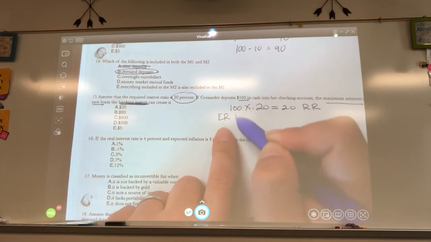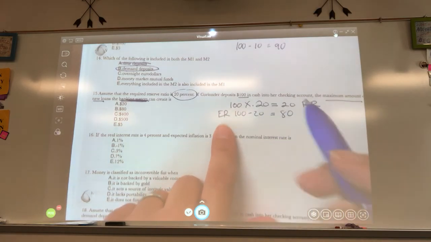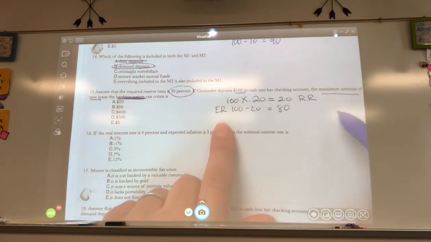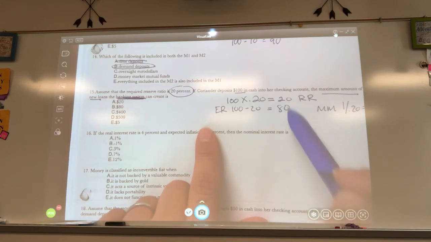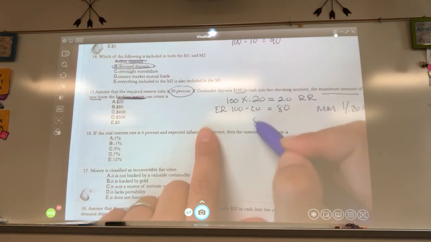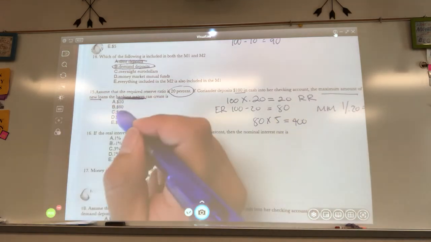My excess reserves, 100 minus 20 gives me what? 80. Now, what do I need to do? Money multiplier, which is what? 1 over 0.20, which gives me 5. Now I want to see how this new loan will expand in the banking system. So do I take 20 or 80? 80 times what? Which gives me? Is that an answer? Yay, hooray, we did the math.